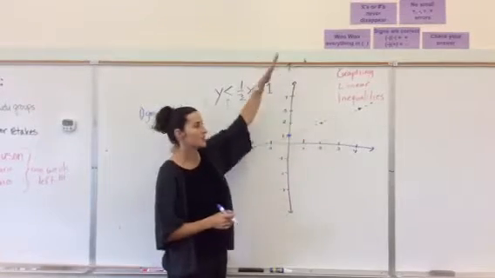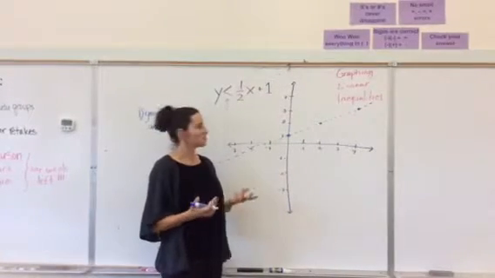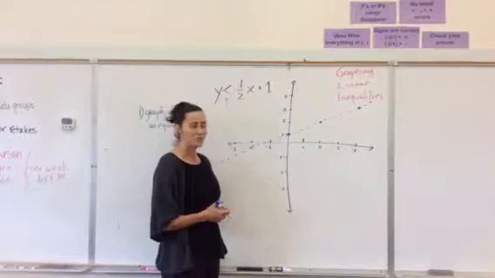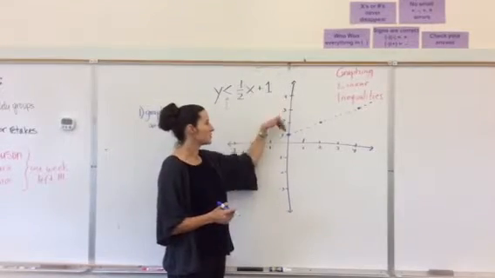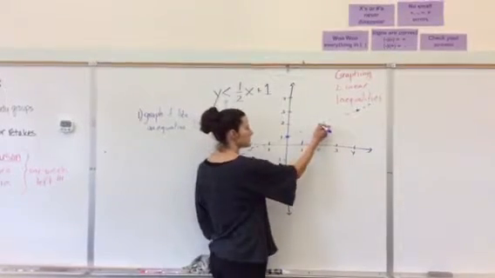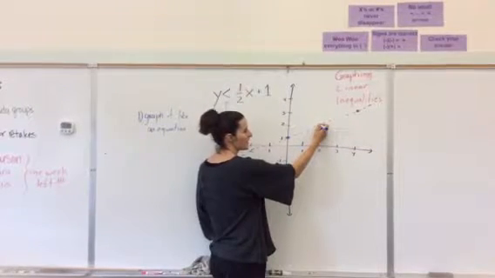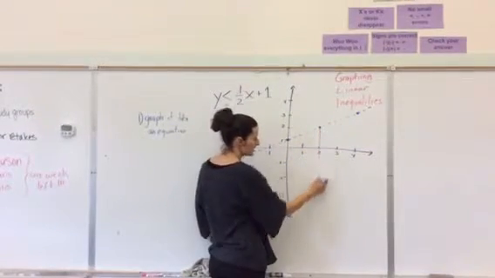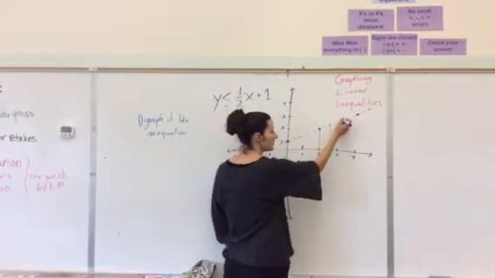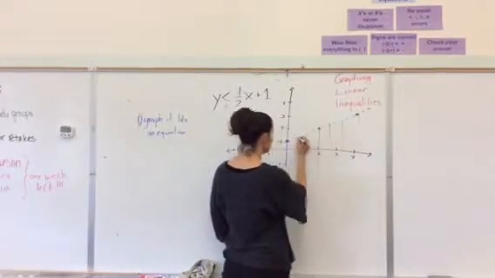Now it is less than, so I have to figure out, will the solution be down here or up here? So I simply just ask myself, which way is smaller? Is it up or down? So I always just put my pen right here on this dashed line, and I think less than is down, so I shade down.